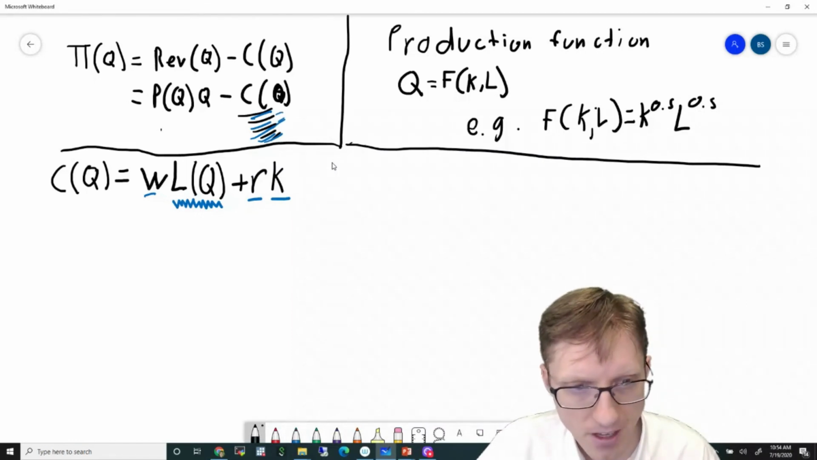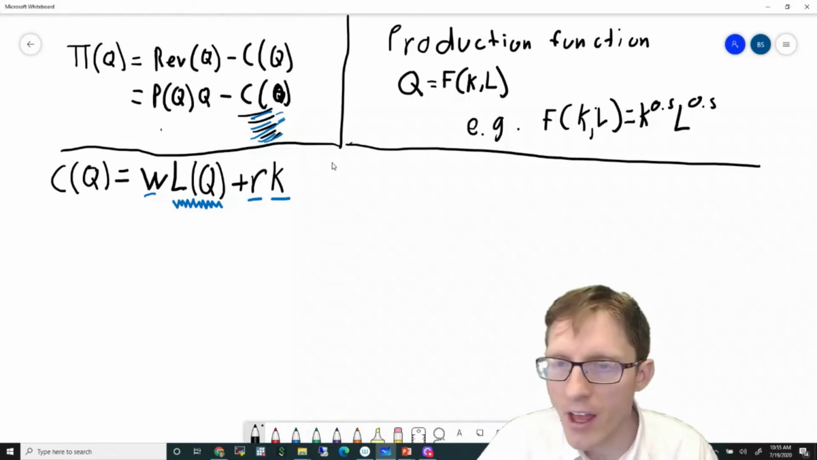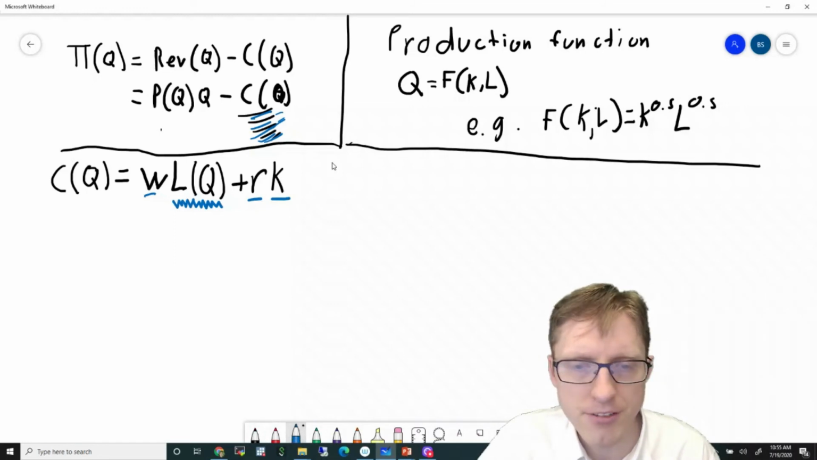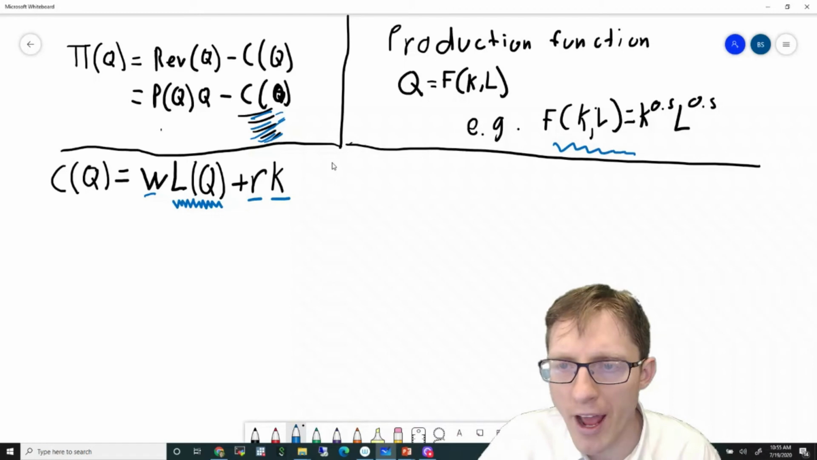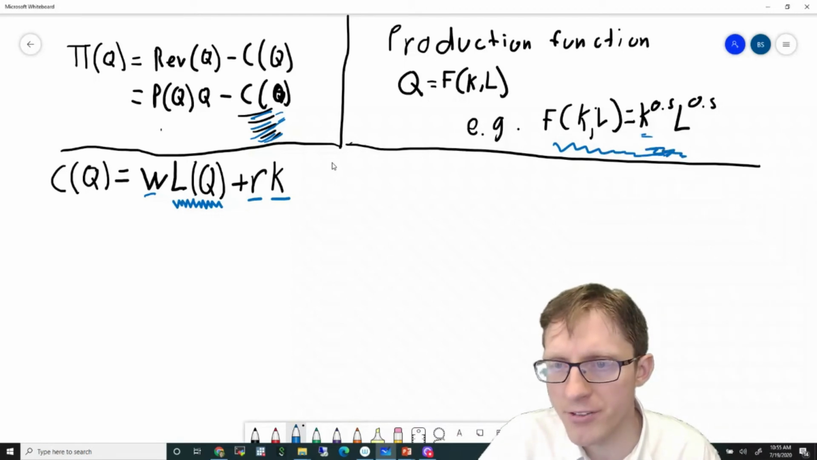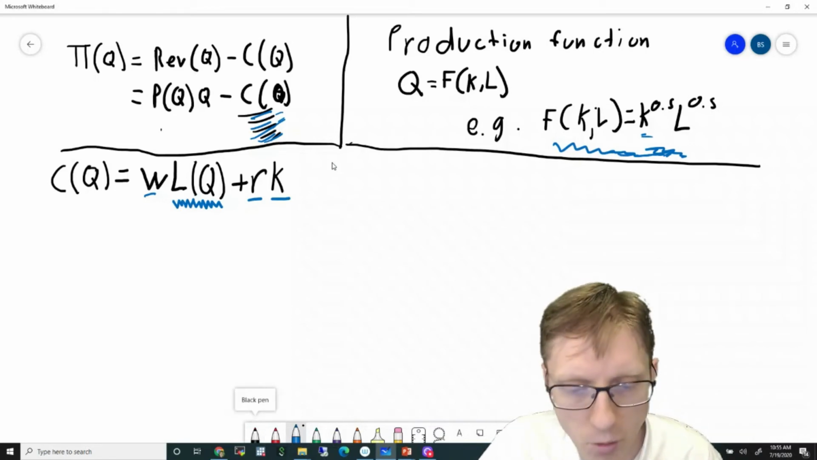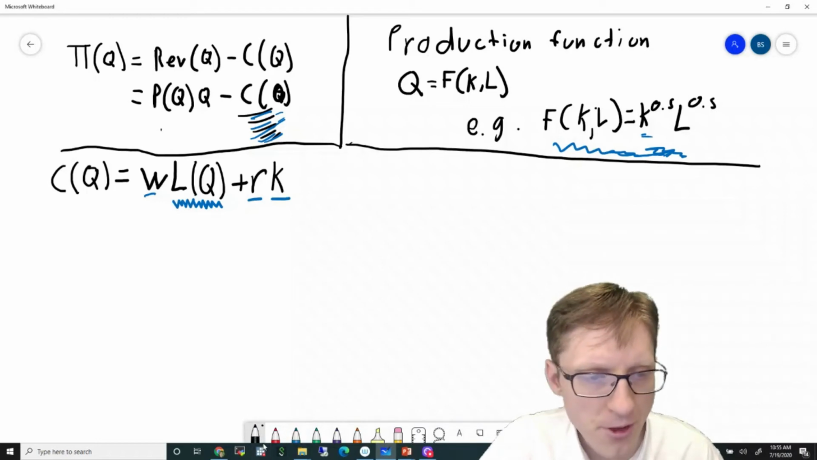Okay. So how are we going to do this? Well, you can often invert this production function and solve for L. Okay? In the short run, since capital is just a number, it's fixed, once you solve for L, you'll have a function that is just in terms of the quantity of output. So let's go through an example.